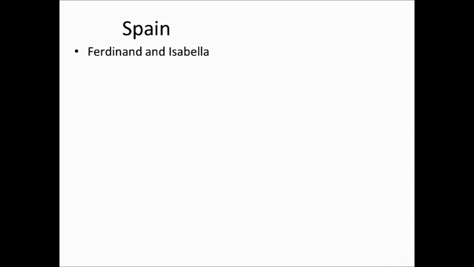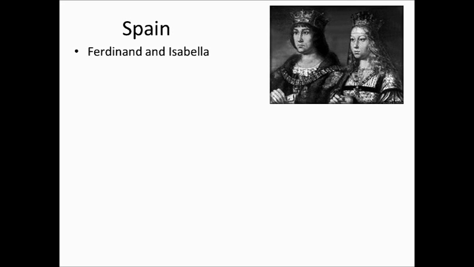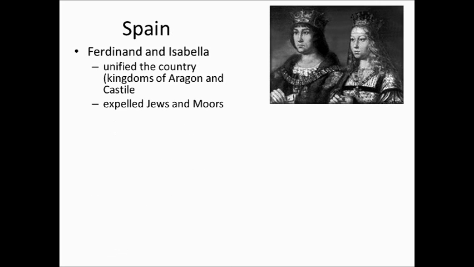Spain was controlled by several smaller kingdoms and mostly by Muslims at this point. It was pretty multicultural. And then Ferdinand and Isabella, who were Catholic rulers, came in and sort of unified the country by bringing together the kingdoms of Aragon and Castile. And so one of the things they do is they expel all the Jews and Moors. All non-Catholics are kicked out of Spain.